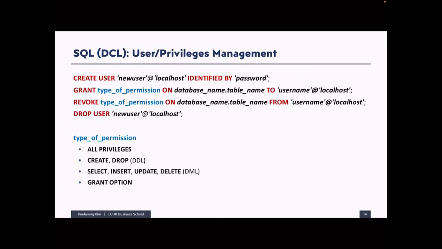Revoke is basically taking back the privilege you gave to the user. It has the same statement structure. And drop user is basically deleting that user's information from your database server. So that's it. That's the type of data control language people will use in a company if they are working as a database administrator.